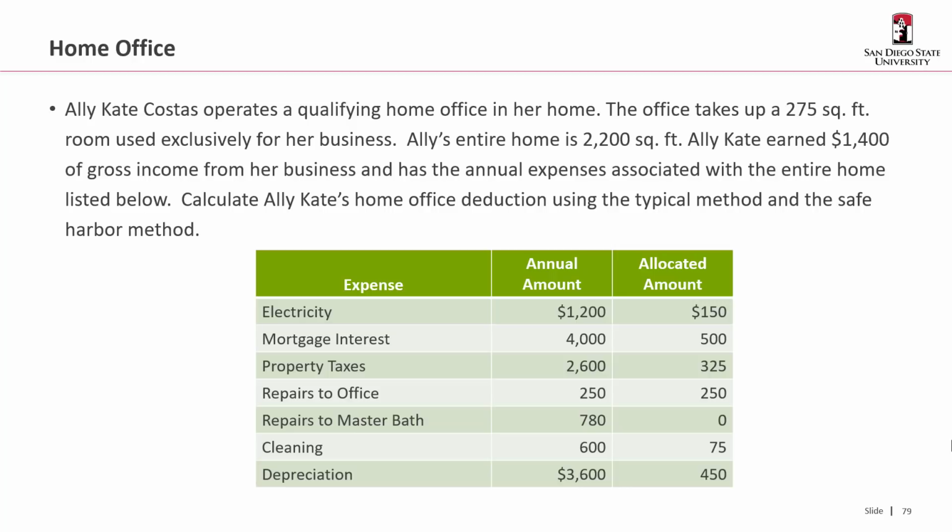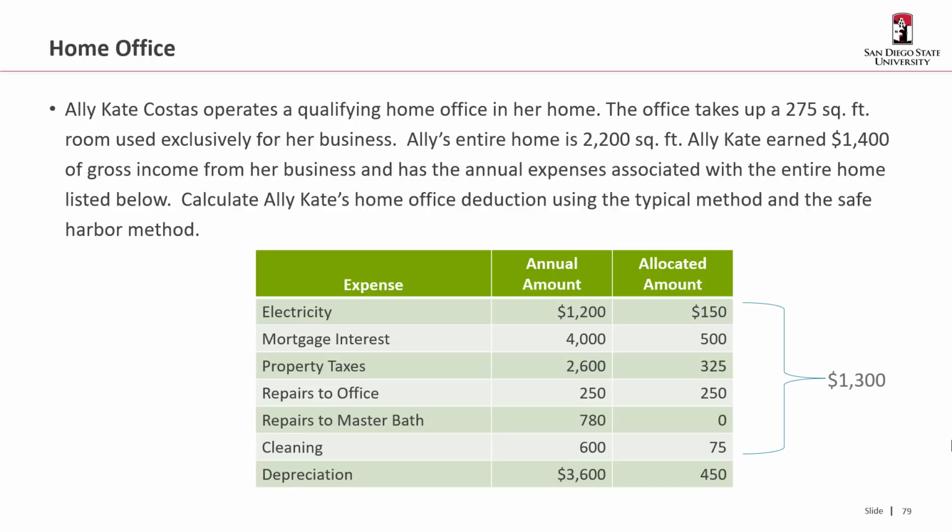We can do that for the electricity, the mortgage interest, the property taxes. But notice when we get to repairs to the office that we've allocated the entire amount. Obviously, any repair specifically to that office is a direct expense. It would not be required to be allocated. Contrast that to the item below, repairs to the master bath. The master bath is not part of the home office in any way, and as a result, none of those expenses should be allocated over to the home office. Cleaning gets allocated. Depreciation would be allocated, but we suffer the exact same result we did with a vacation home.